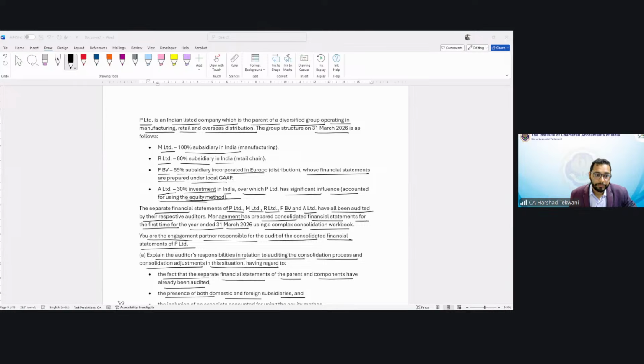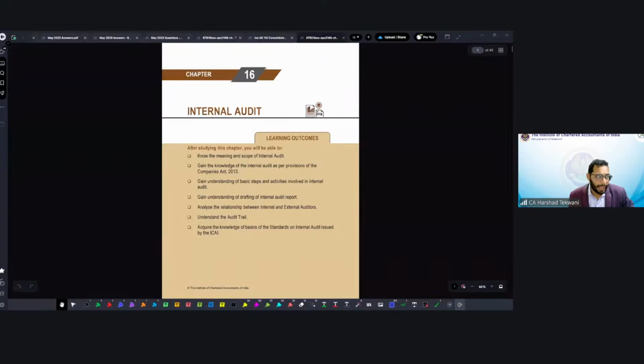Section 138. Okay, section 138. And whether section 138 mandates internal audit for everyone? No, sir. There are certain categories: listed company, unlisted company, public company, and private company. Absolutely. There are few categories for which internal audit is applicable. It is not applicable for all.